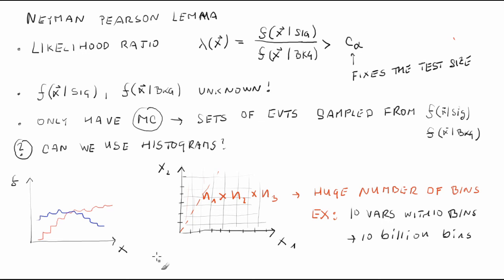So, this chapter will be about how to approximate the likelihood ratio as well as possible with the finite sample of Monte Carlo events. Numerical methods doing this are called MVA methods.